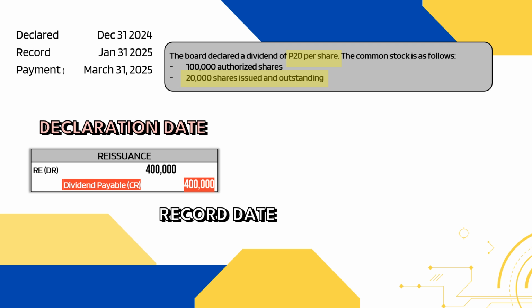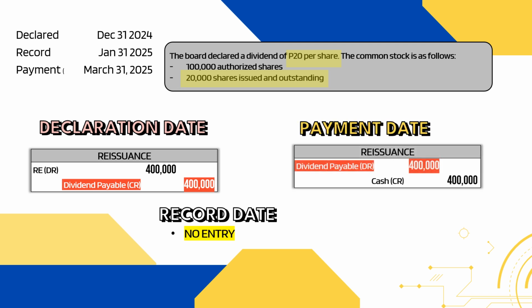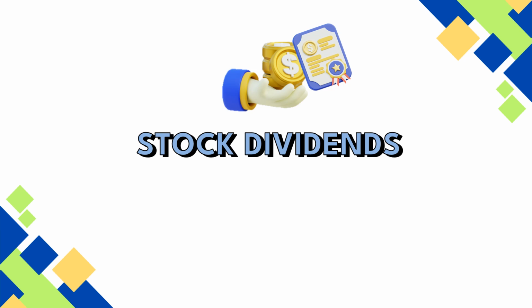And then you'll have another date called record date, wala kang entry dyan. And then payment date, that's when you finally pay the dividends. So, ano lang yung importante here? The reduction in retained earnings will happen on the declaration date. The record date is something that you ignore, and then the payment date is just as the name suggests, when you pay for the dividends.